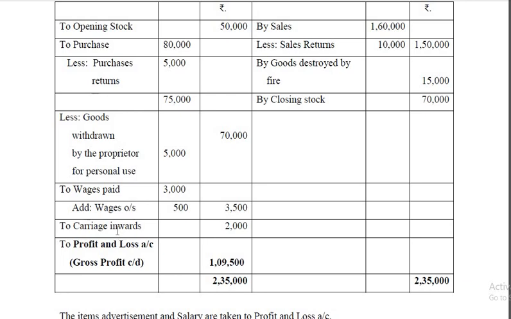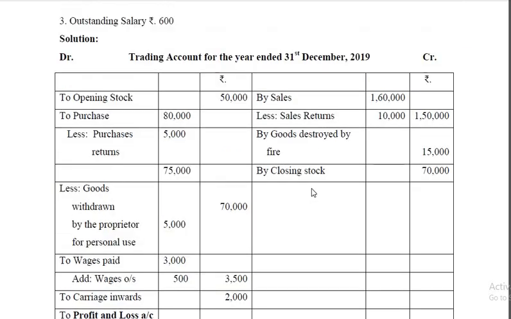Carriage inward means it is on purchases. Carriage outward means it is on sales. If it is on sales, that is to be taken to profit and loss. Then sales returns, that is also called return inwards. Purchase return is also called return outwards. From the purchases you are returning, so purchase return outwards. From the sales you are receiving the returns, therefore return inwards.